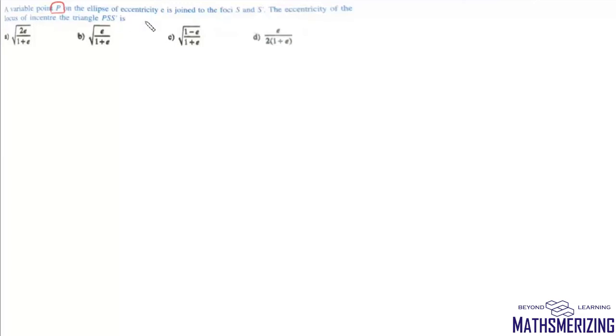A variable point P on the ellipse of eccentricity E is joined to focus S and S dash. The eccentricity of the locus of the in-center of triangle PSS dash is. So we'll draw this ellipse.